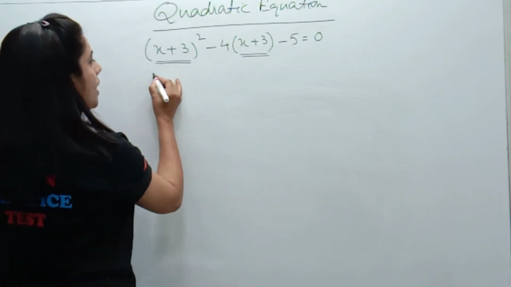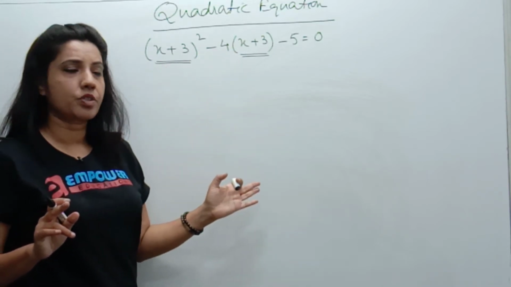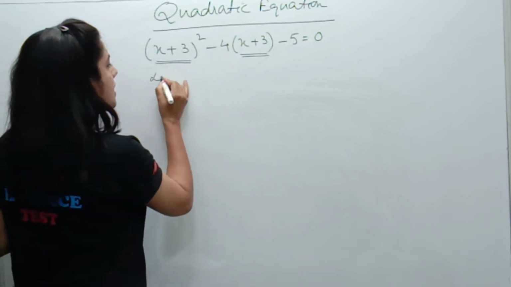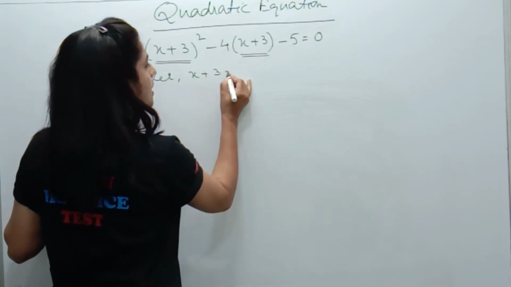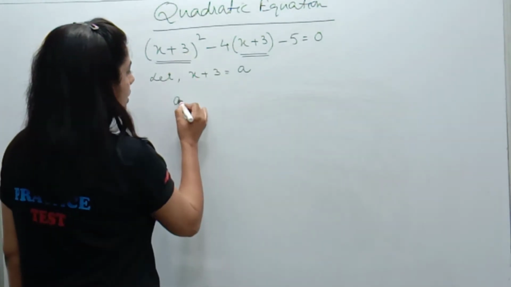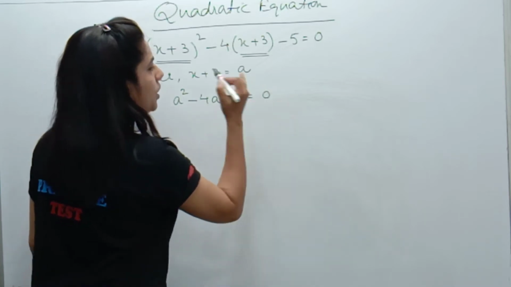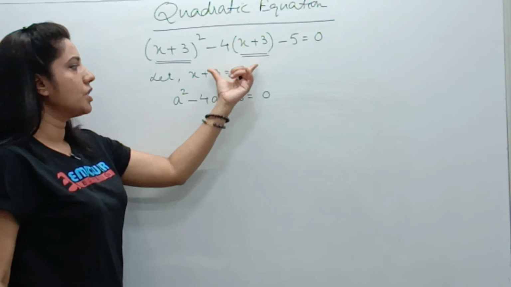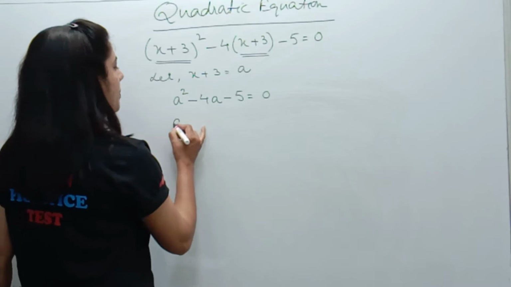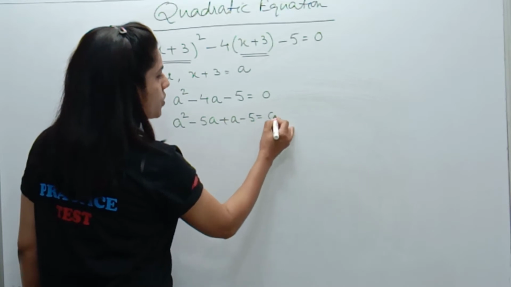In that case, what we can do is, see, normally if you expand this and then you solve this quadratic equation, it will be solved, but it will be quite big. So in that case, what we do is, we consider x plus 3 is equal to a, that is some other alphabet. So once you put a here, it will be a square minus 4a minus 5 equal to 0. So the same quadratic equation now has become small. Solve it by splitting the middle term. So it will be a square minus 5a plus a minus 5 equal to 0.